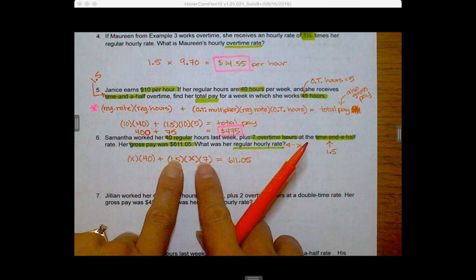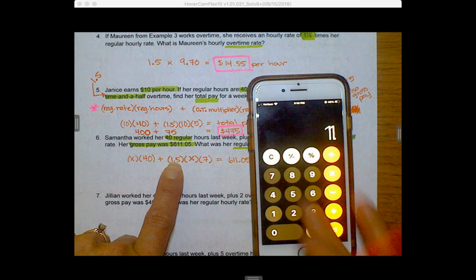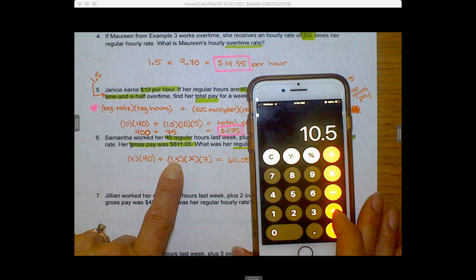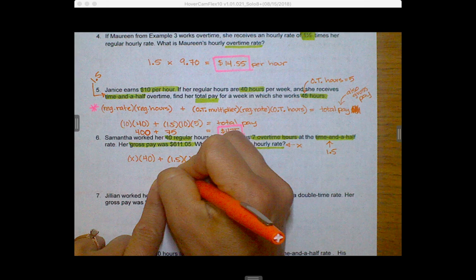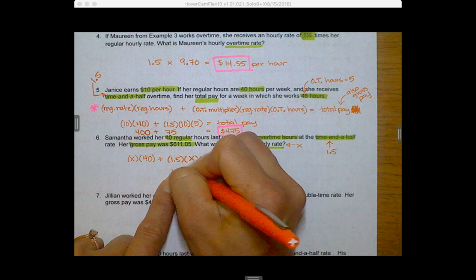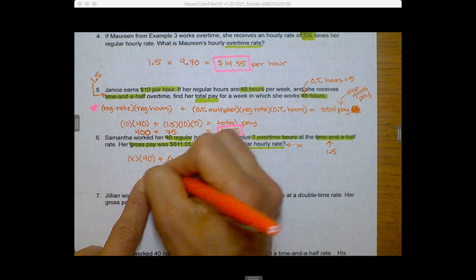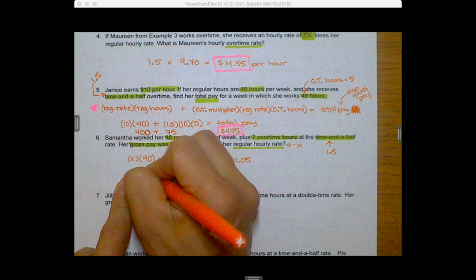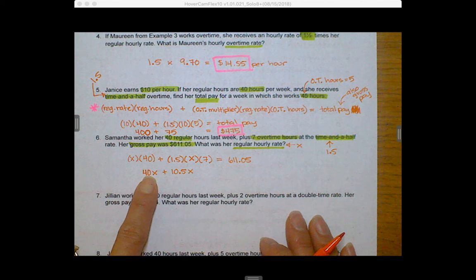So here's what we're going to do. First, we're going to simplify where we can. In this term here, I have 1.5 times 7 times x. Let's simplify the 1.5 times 7, and we get 10.5 for that. So here I have 10.5 times x. Over here, I'm going to rewrite this so it's more familiar to what you guys have seen in equations, 40x. Remember, it doesn't matter the order of these.